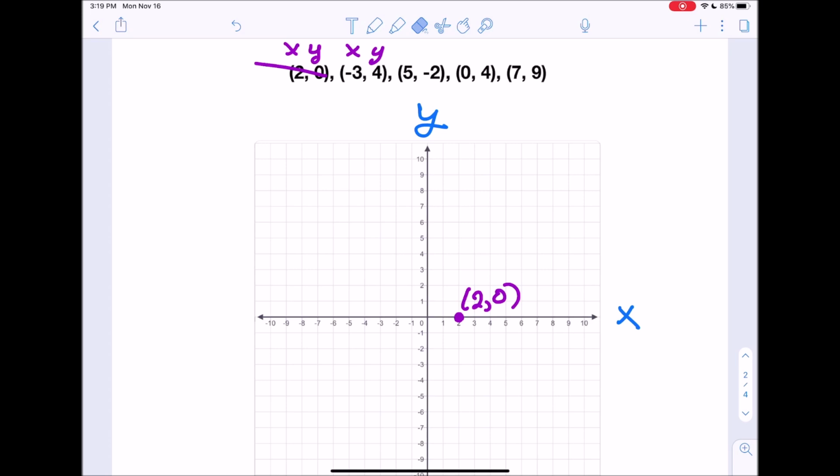Now we have -3, 4. So X is my -3, so I'm going to find my -3.